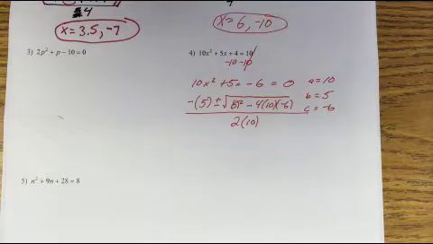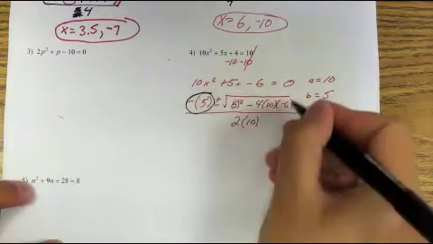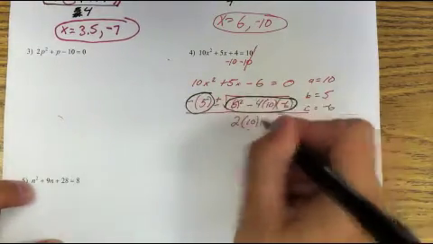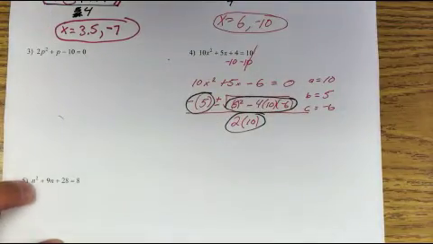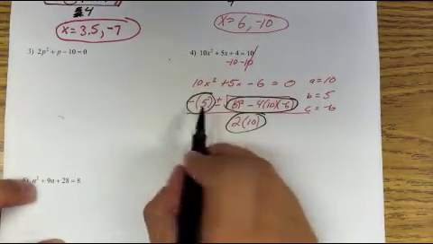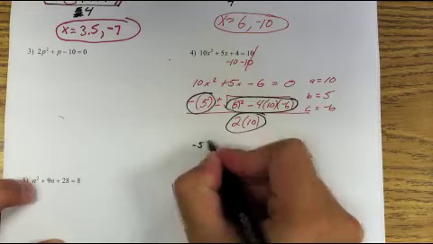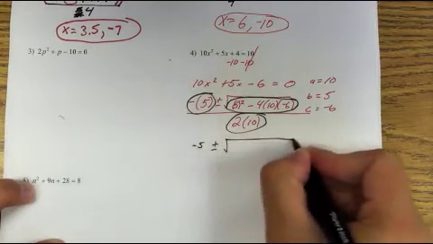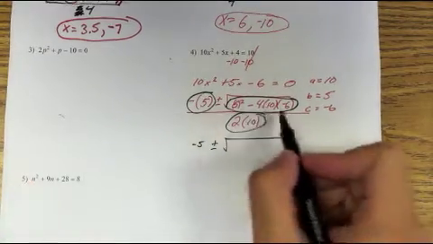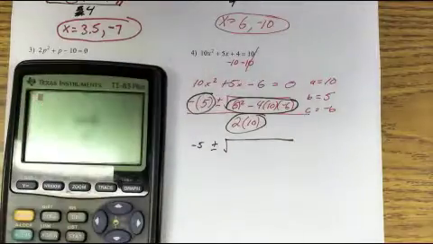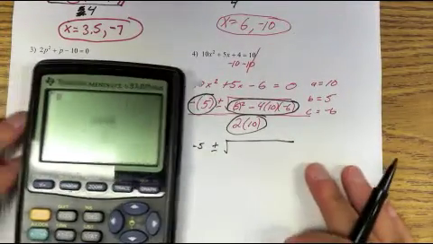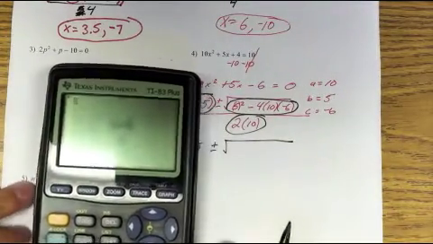Outside, inside, and bottom. Let's clean those pieces up. Negative times 5 is just going to be a negative 5, plus or minus the square root. Okay, let's type in what's inside the radical into our calculator.